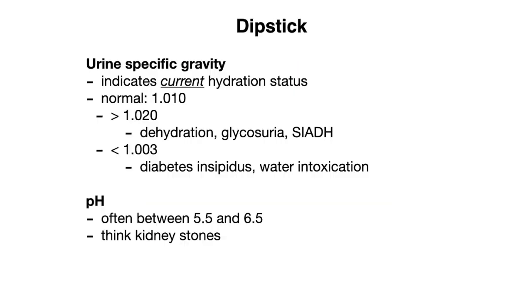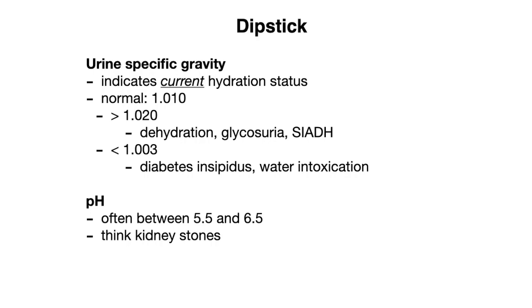Let's now go over some of the different test results that we get on a dipstick, starting with the urine-specific gravity. This indicates a person's current hydration status, as we mentioned before. A normal value is around 1.010. If it is greater than 1.020, this indicates a more concentrated urine, and this can indicate dehydration, increased glucose in the urine, as well as SIADH. If the value is less than 1.003, this indicates urinary dilution, and this could indicate diabetes insipidus, water intoxication, among other causes. And so you really have to correlate clinically here.